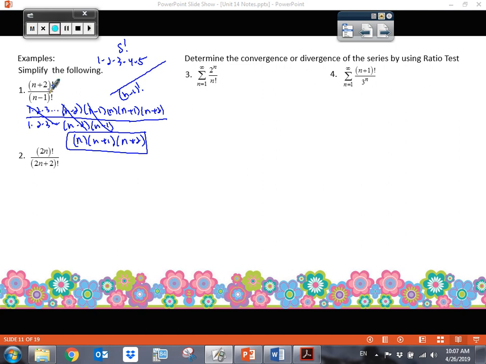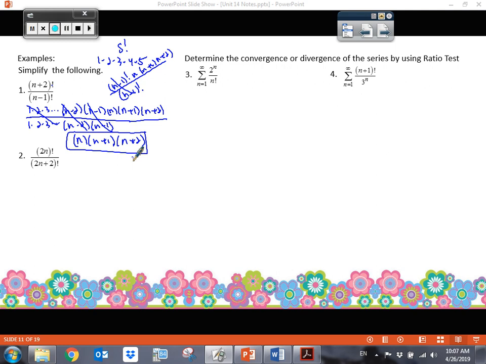And I'm going to take the top one and expand it out, starting with this one so that I can cancel the factorials. If I start with the n minus 1, I would also have an n, an n plus 1, and an n plus 2. Those go away and I'm left with the same thing we got. So that's another way to think about it.